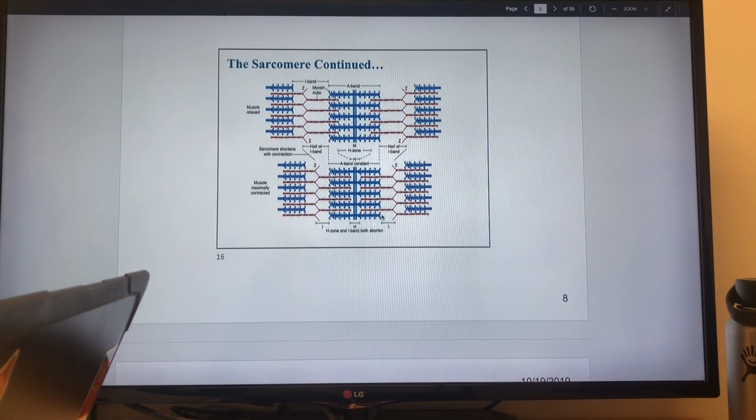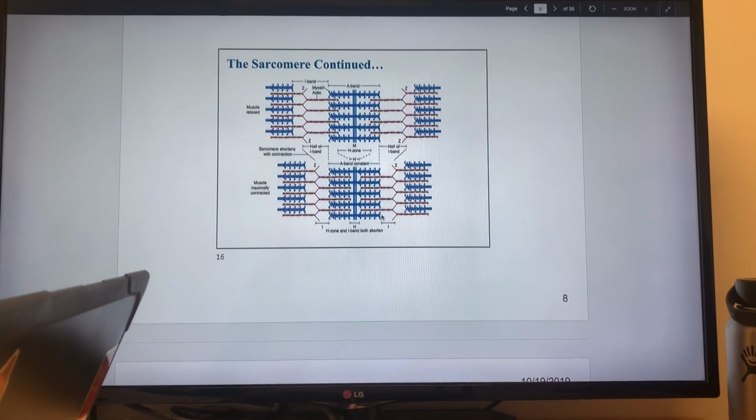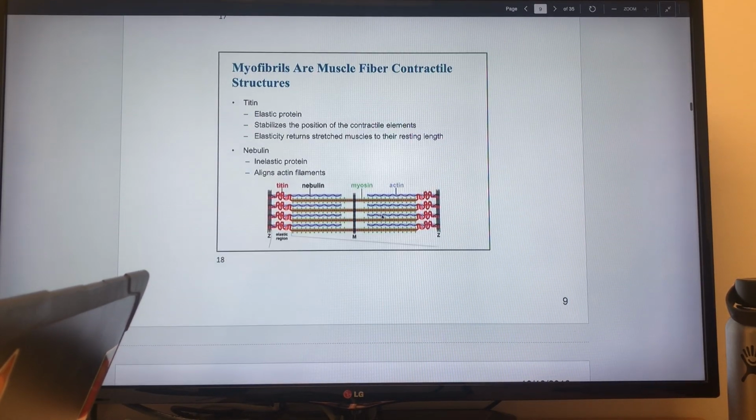So you don't have to worry about the zigzag thing if you were ever confused about that. I'm just saying it because I was. Anyways, it'll just pull it towards the M line. The more bindings you have, aka the more cross bridges you have, the more force you have. Cool? That's another picture of it.